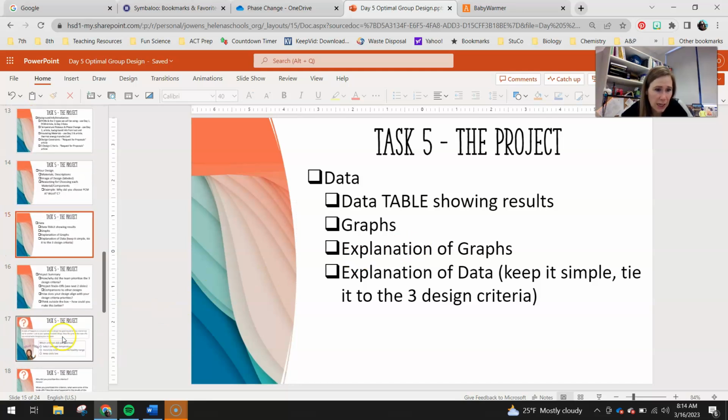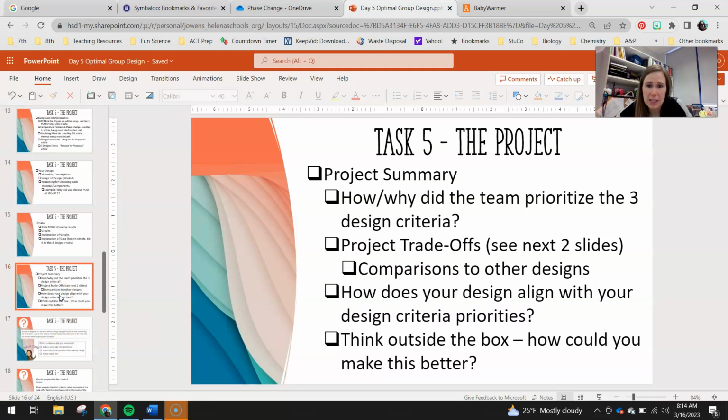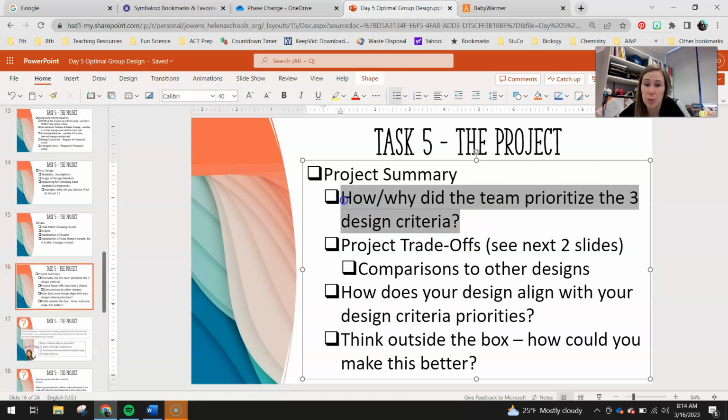All right, next part is the project summary. And again, this is kind of the beef of it. This is really going to be what I come through as far as your guys' winning this commission, is this project summary. So how or why did the team prioritize the 3 design criteria? You're going to look back at those priorities you made, and explain to me why you have these 3 criteria as you do.